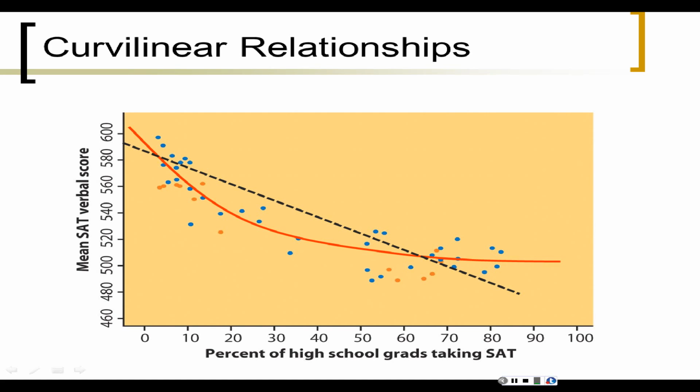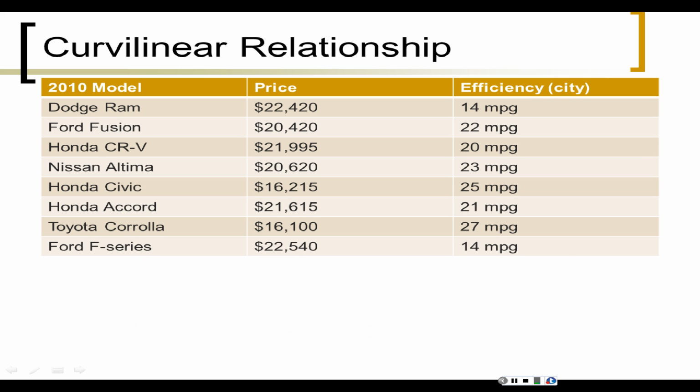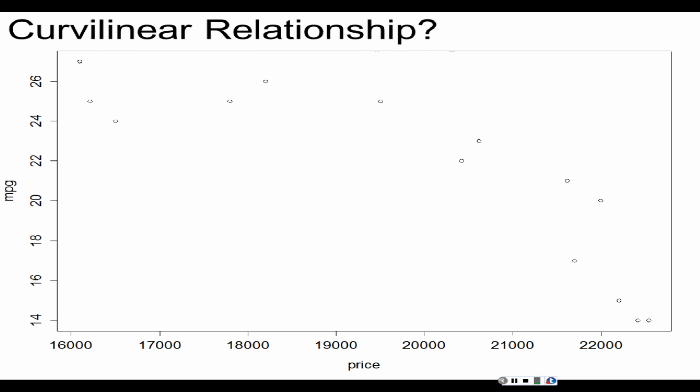Our predictions would be wrong because we didn't incorporate the curve. So here's another example of a curvilinear relationship. We've got these car data that I presented to you before. We've got the price of the cars and the efficiency, the miles per gallon. Is this a curvilinear relationship? Well, let's try and find out.